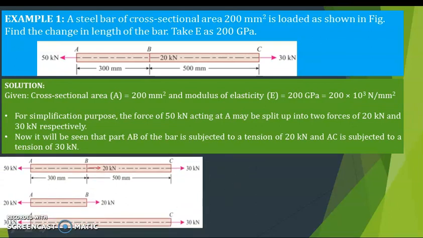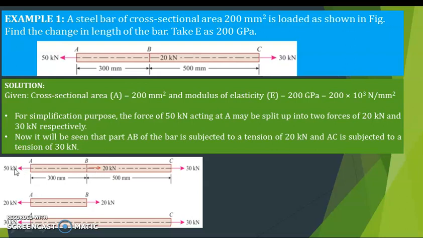See here, this is the given figure, right? It is given like this. Now you have to split up the forces. How can you do that? See, this force is 50 kilonewton here. This is 20 kilonewton. This is 30 kilonewton. So, the force of 50 kilonewton acting at A may be split up into two forces of 20 kilonewton and 30 kilonewton. You may ask, why only 20 and 30? You can take 10 and 40 also. Right, but it is not possible because we have to see the proper combination.